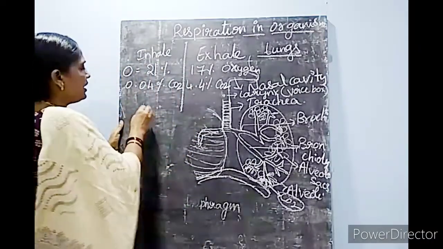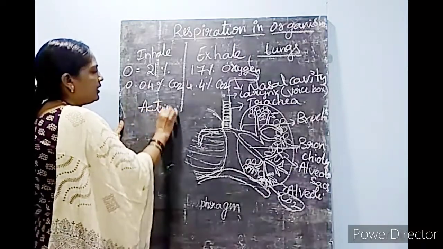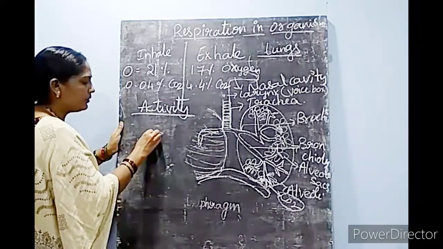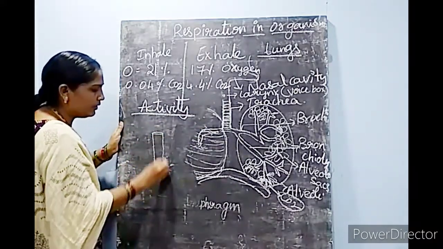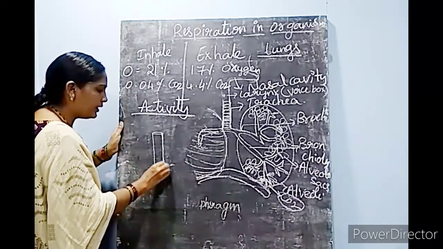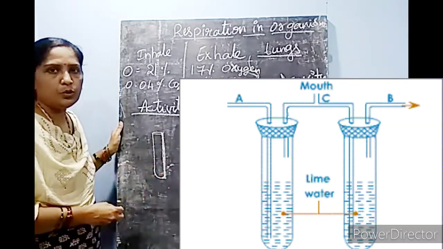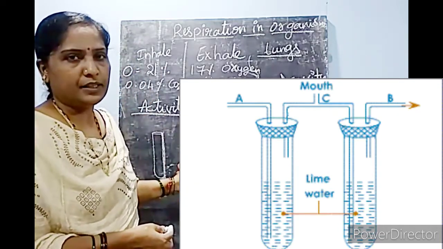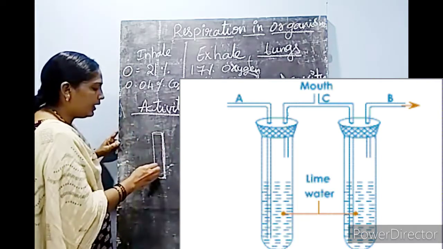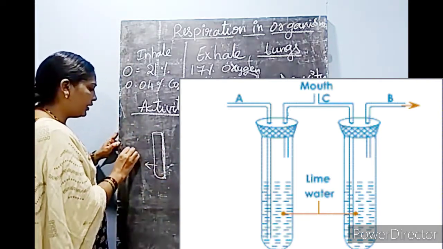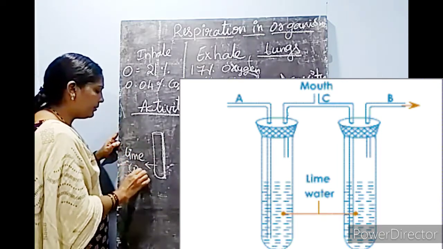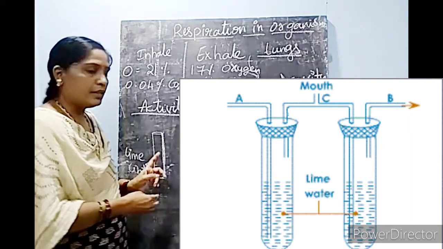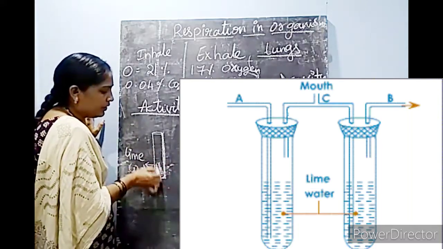To prove this, you can do one more activity. In this, you take a test tube. We can do all these activities when our physical class starts. Compulsorily we will do them, and through virtual labs also you can see all these experiments today. So take a test tube and take some lime water, calcium hydroxide, Ca(OH)2. Fill half of the test tube with that lime water.